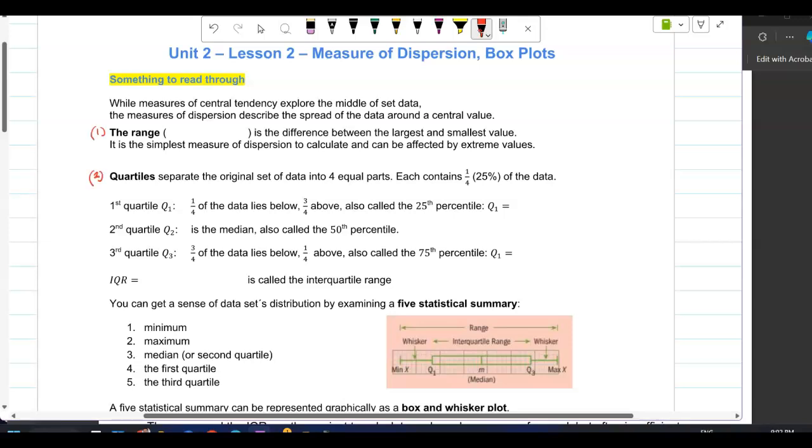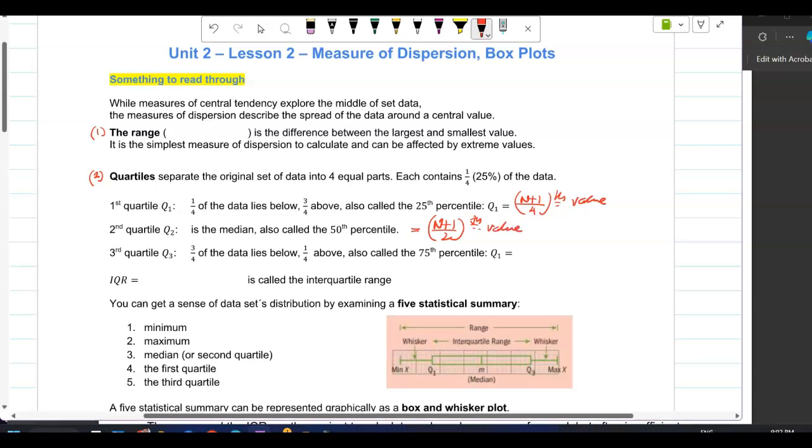The second method of finding the dispersion is finding the quartiles. Lower quartile means 1/4 of the data lies below the lower quartile, and 3/4 of the data lies above it. It's also called the 25th percentile. So you do (n plus 1) over 4 value if it's discrete. For the median, what do you do? (N plus 1) over 2 value. That's used to find the median.